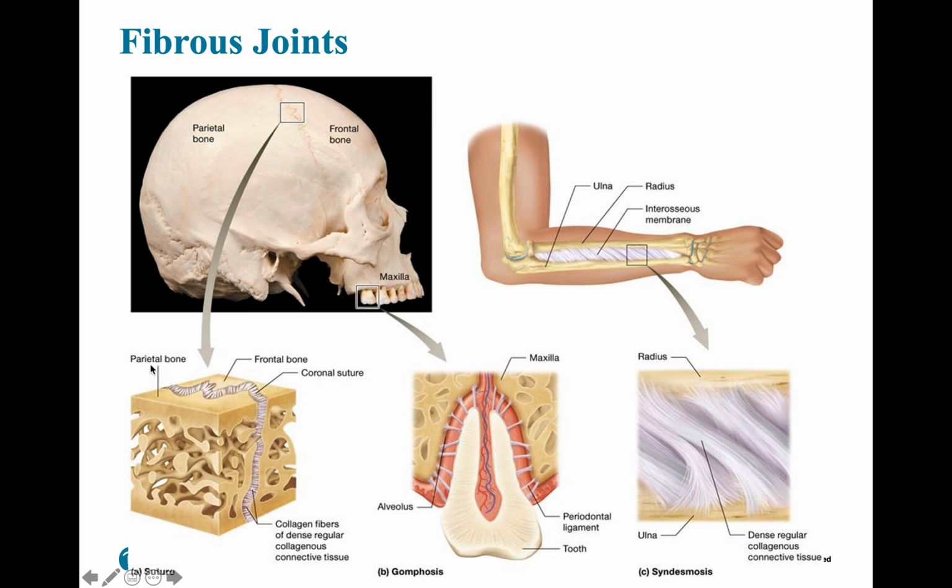So you should be able to give me specific examples of where you find each of these joints. How do we classify them based on function? Synarthrotic, amphiarthrotic, and how do we classify them based on structure? They are all fibrous joints.